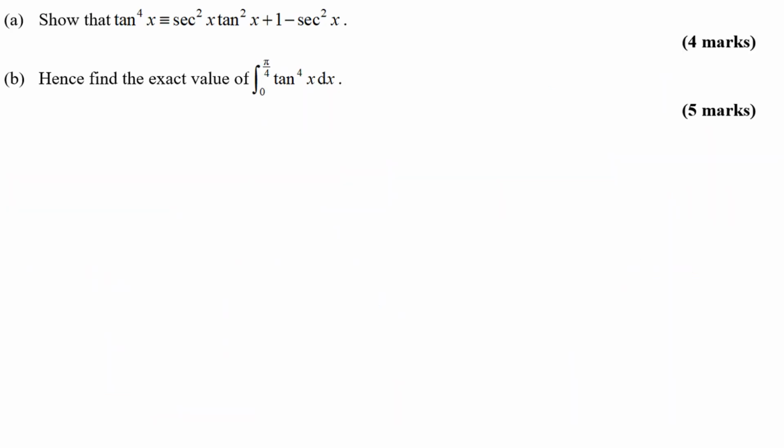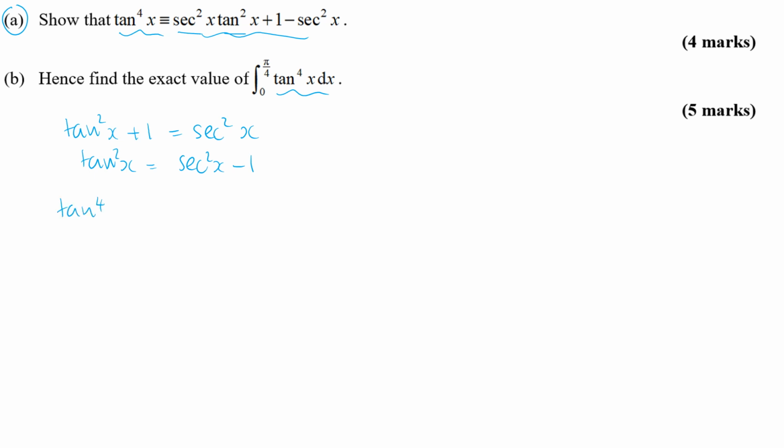In this next question, we can see we're going to be integrating tan to the 4, and it's given us a helping hand in part A by asking us to put tan to the 4 in this form. I can see I need some sec squareds and tan squared, so we're going to be using the identity that tan squared x plus 1 is equal to sec squared x. So if I rearrange that, tan squared x is equal to sec squared x minus 1. So let's try and use that then.